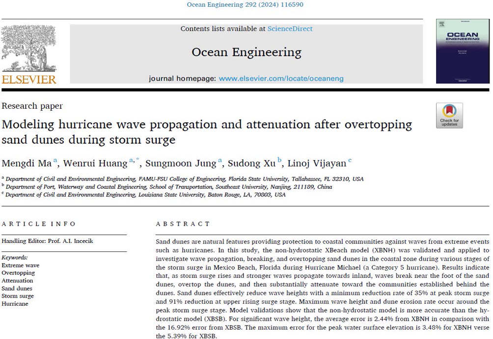Of course. Figure 12 shows the wave field during that lower rising surge phase, and you can see that even at this early stage, the dunes are effectively reducing wave heights. As the storm surge increases, depicted in Figure 13.